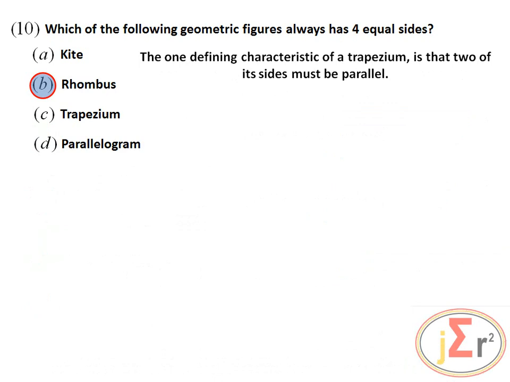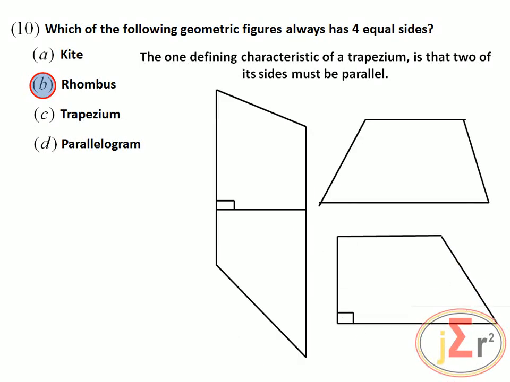The one defining characteristic of a trapezium is that two of its sides must be parallel. There we have trapezia. In America they say trapeziums. We have the parallel sides right here, and right here, and right here. As long as it has two parallel sides and it is a quadrilateral, it is a trapezium.